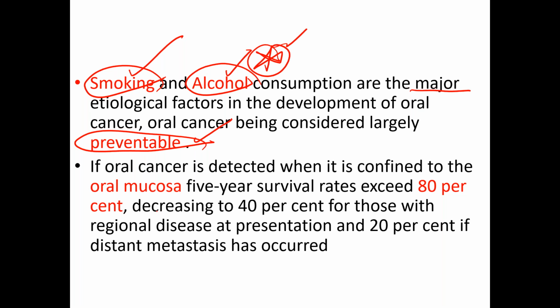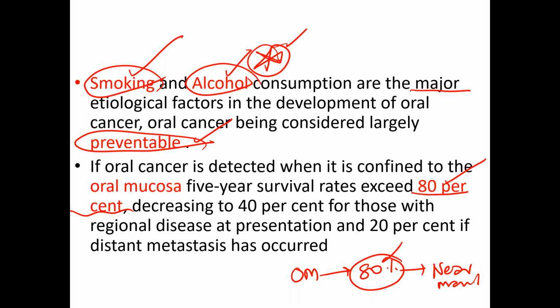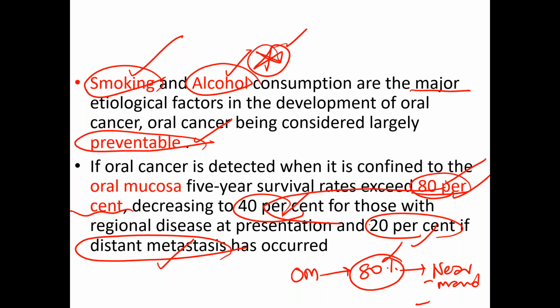If oral cancer is detected while confined to the oral mucosa, there is a very good survival rate, nearly 80%. But if it spreads to nearby tissues like the mandible and maxilla, survival goes to 40%. And if it goes to distant metastasis, distant spread, it becomes 20%. So 80 becomes 40, becomes 20%.